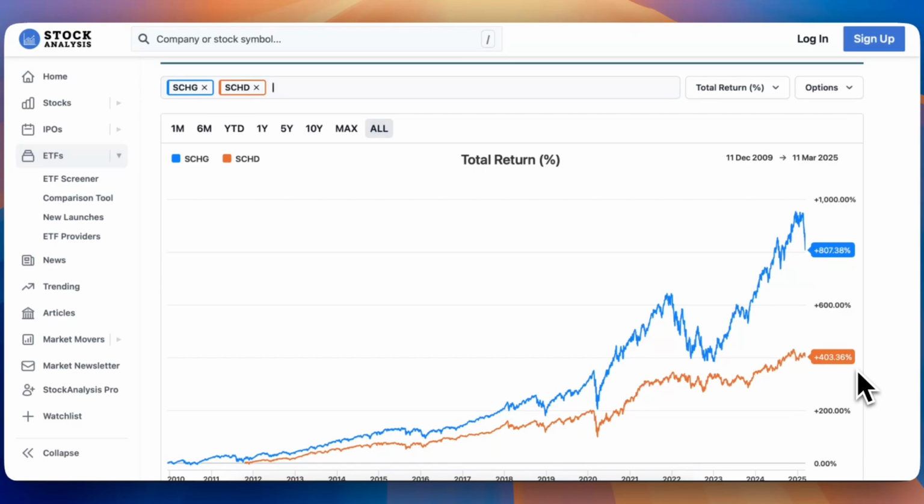And these risk levels are, of course, linked to volatility, where growth is going to have high volatility, and dividend ETFs are going to have low to moderate dividend volatility. And they are also diversified in their sectors. Growth ETF SCHG is going to have more technology and consumer discretionary stocks compared to the dividend ETF, which is going to have more financials, industrials, and consumer staples.